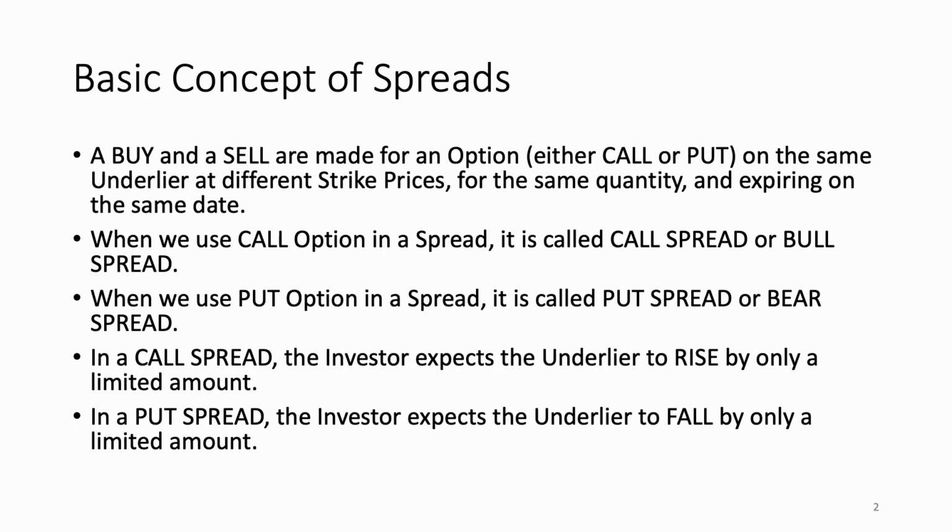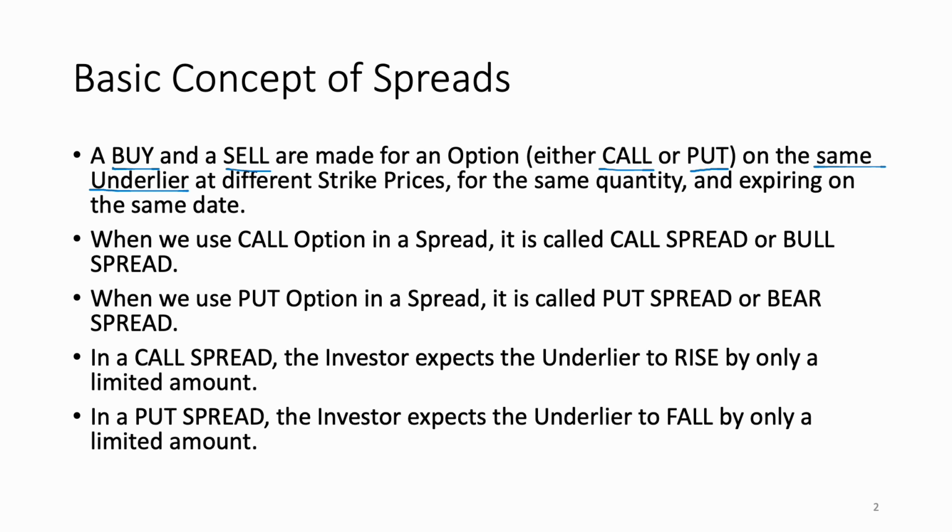To use the spreads strategy, the trader has to buy an option and also has to sell an option. The options the trader buys and sells have to be on the same underlier and the same quantity. We know that options require a few things: an underlier, a strike price, an expiry, and a quantity, the number of lots traded in the option. The option can be a call or a put.